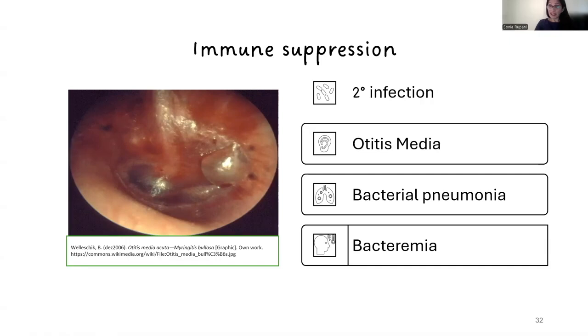Patients can have bacterial pneumonia, again with the same common pathogens: Streptococcus pneumoniae, Staphylococcus aureus, Haemophilus influenzae. So now they can also have a secondary infection with bacteria. They can have bacteremia. So a lot of secondary infections are seen, but these are the common ones. This is our picture showing the otitis media, and there's also the bullous laryngitis.